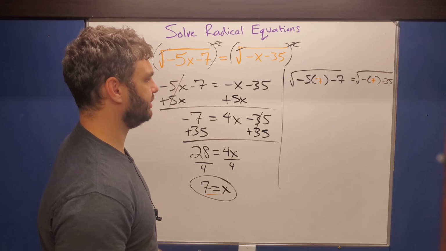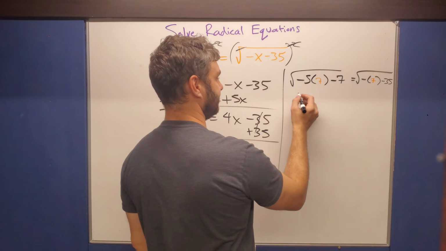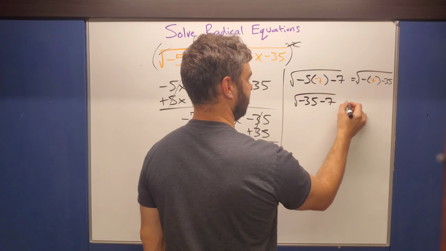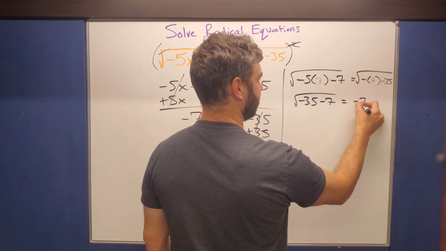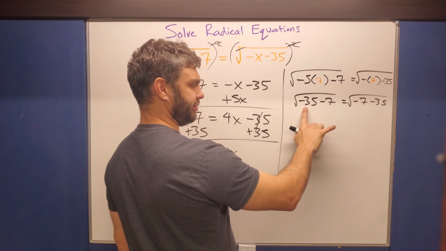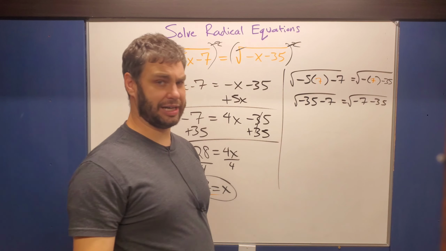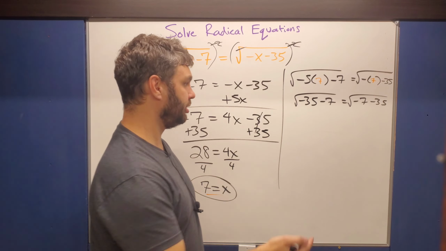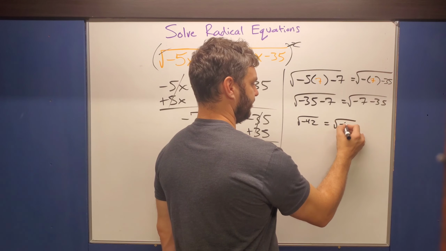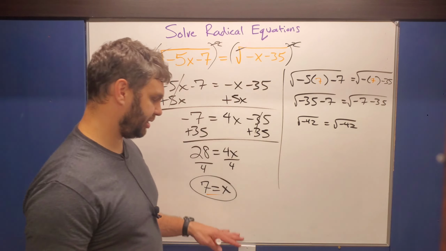All right, what is -5 times 7? That's -35 minus 7. And on the other side, -7 minus 35. So you might say this one's just -35 minus 7. That was -7 minus 35. In both cases, you're going to get -42. And you're correct. You get the square root of -42 equals square root of -42. So it looks like this is going to check out because it works.